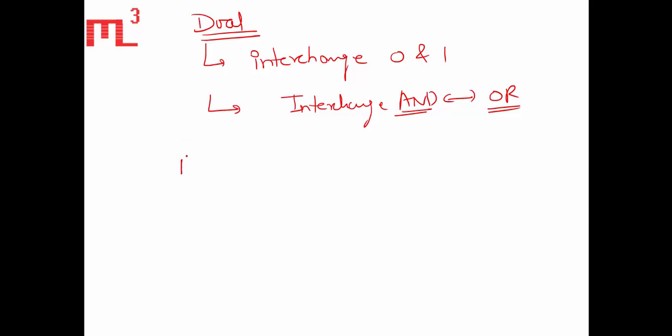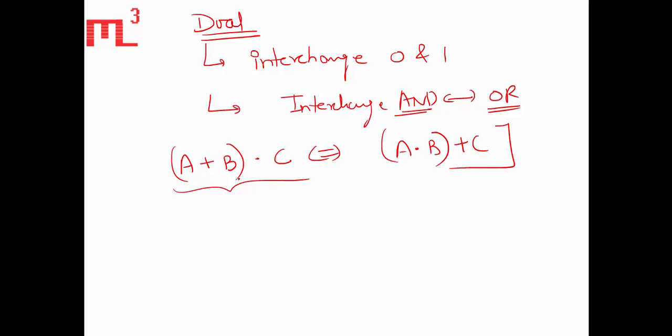So one example is, suppose we have this: a plus b dot c. The dual of this expression will be a dot b plus c. So this is the dual of this expression. All these things are very simple, and I am just revising it for you.